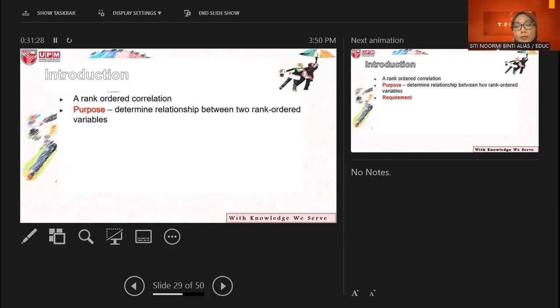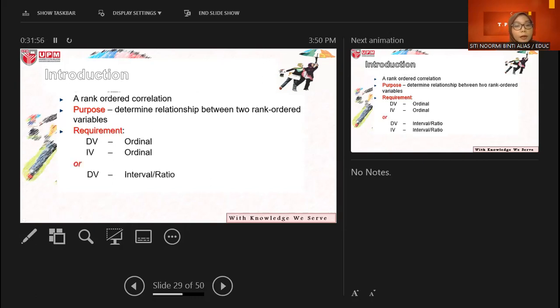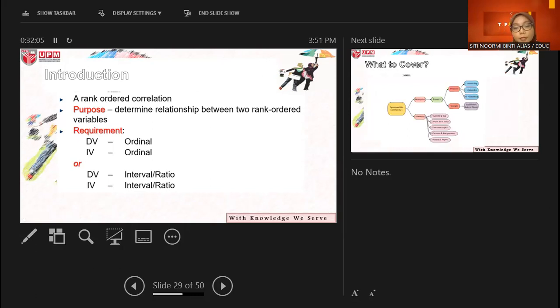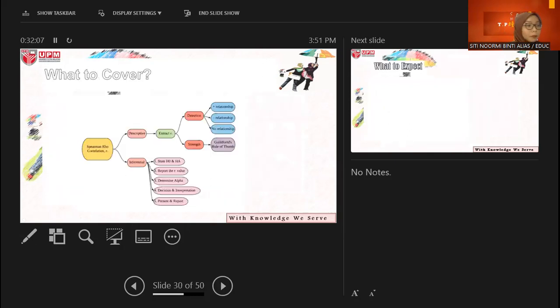We use this type of analysis if, let's say, our IV and DV do not meet the requirement of normality. Sama ada it is based on rank order ataupun data kita IV and DV tak menepati data normal. Okay, data kita tak normal. So therefore we can consider to use Spearman rank order correlation. To use it, the requirement is either our DV and IV are in ordinal form, or our DV and IV are interval or ratio form, but not normal.